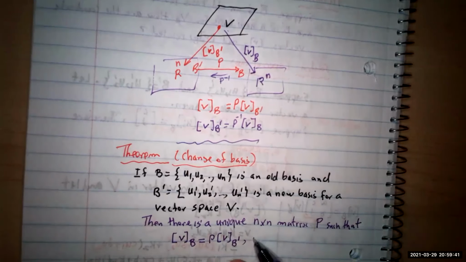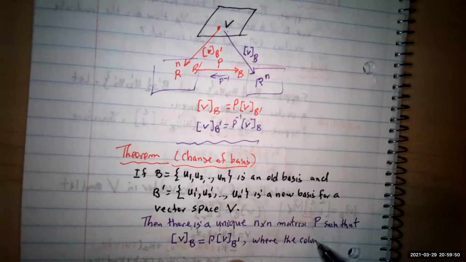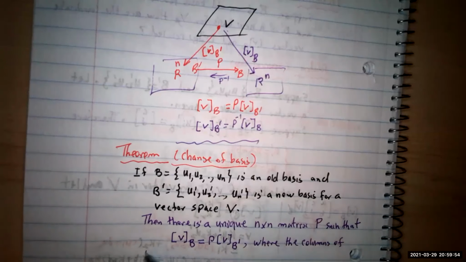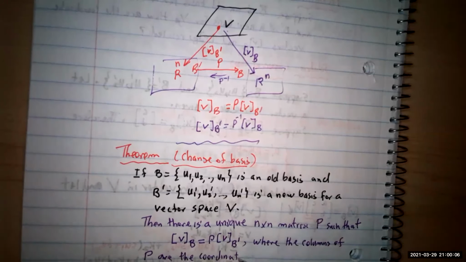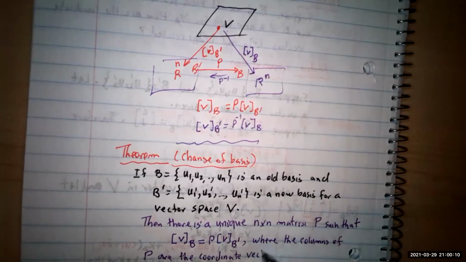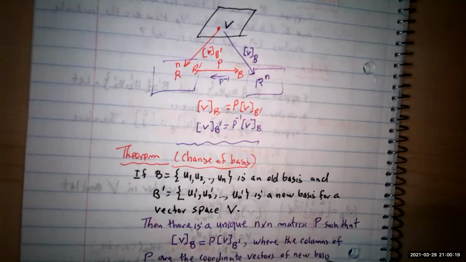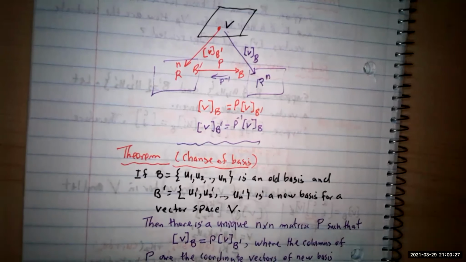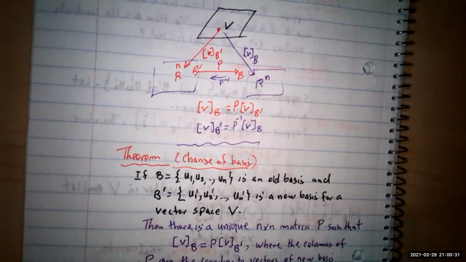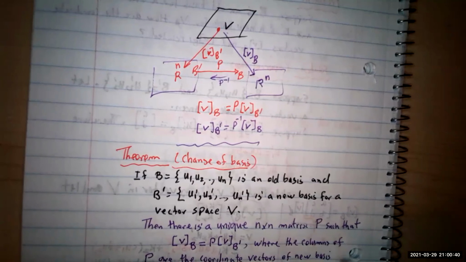Now, how are we going to find P? As we did it, the columns of P are going to be the coordinate vectors of the new basis vectors relative to the old basis. I'm going to write it down so that you know it.